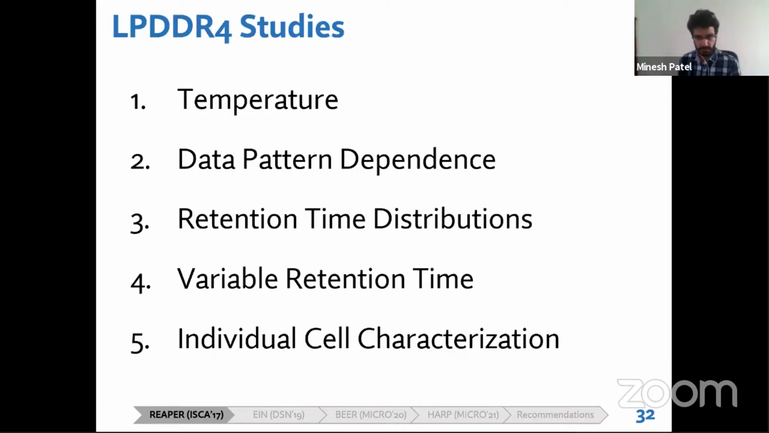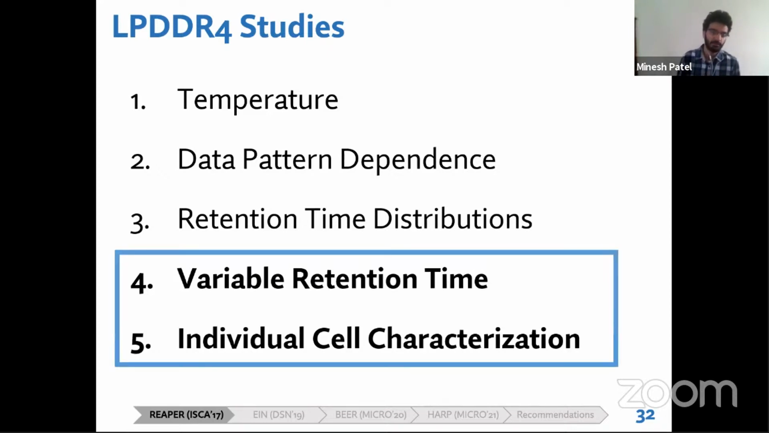Okay, so here are the studies that we performed using our infrastructure. We find that the first 3 studies here, temperature, data pattern dependence, and retention time distributions, show results rather similar to those shown by prior works for older generation devices, namely DDR3 DRAM. Therefore, in this presentation, I'm going to focus on number 4 and 5, variable retention time and individual cell characterization, which show new results that help motivate our mechanism.